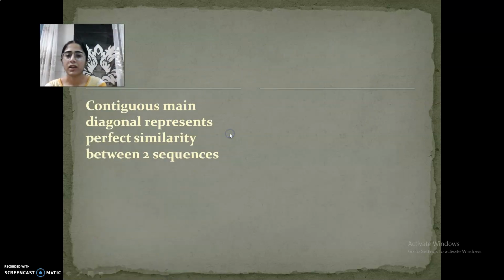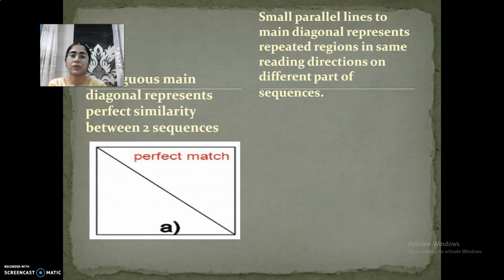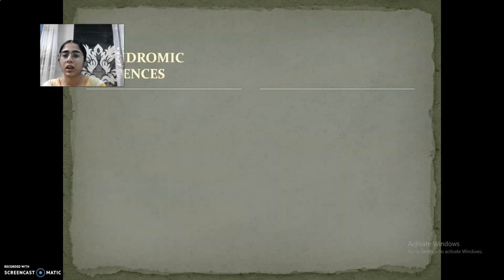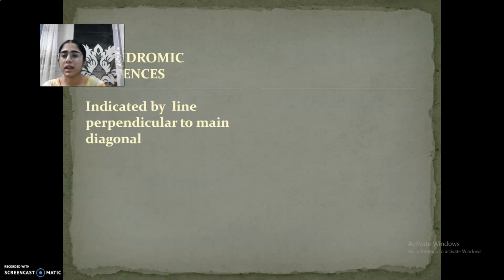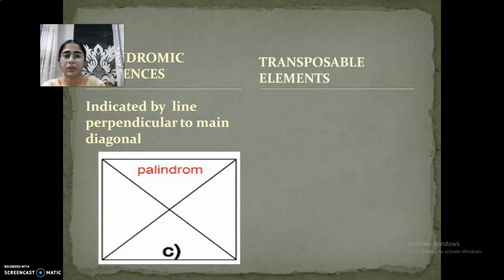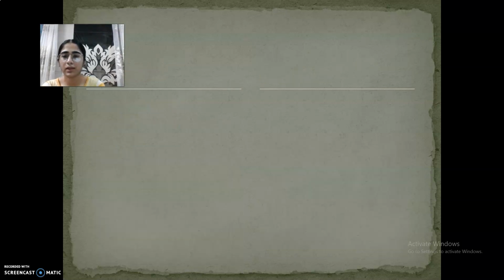Now we will consider the various patterns obtained from the dot plot method graph. A contiguous main diagonal represents perfect similarity between two sequences. Small parallel lines to the main diagonal represent repeated regions in the same direction on different parts of the sequence, which represents duplication, as shown in figure B. Now, a palindrome sequence is indicated by a line perpendicular to the main diagonal, as shown in figure C. Transposable elements are shown in figure D by partial palindrome sequences.